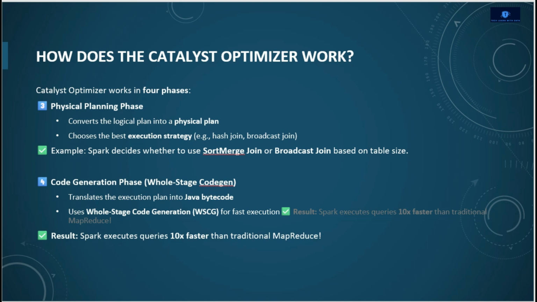The fourth one is the code generation phase. In this phase, it translates the execution plan into Java bytecode. It also uses whole-stage code generation for fast execution. With these steps, it can execute queries up to 10 times faster than traditional MapReduce.